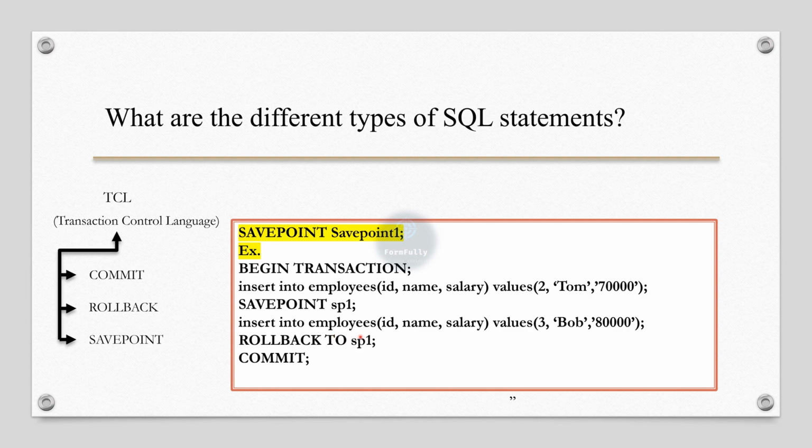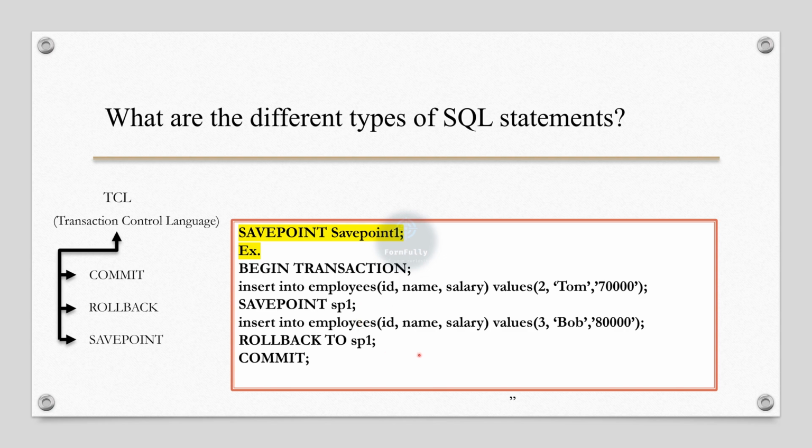After that, we used INSERT INTO employee. Now we are inserting another record for Bob. Like the previous insert, this operation is still part of the ongoing transaction. If you commit the transaction later, both Tom and Bob records will be saved. But we have used ROLLBACK TO SP1. This command rolls back the transaction to the savepoint SP1.